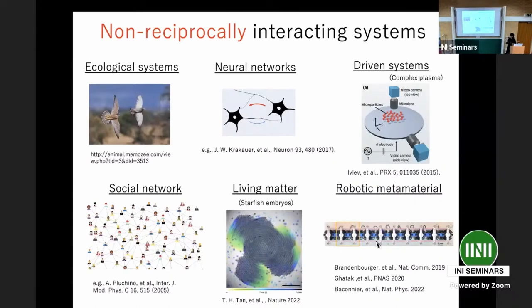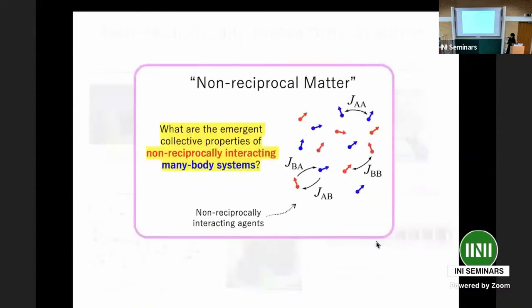And of course, outside this area of research that might traditionally be considered beyond physics, even in physical systems, like in the robotic system, people have been successful in embedding non-reciprocal interaction in a controlled way. So what I'm interested in is what happens if there are many agents that are non-reciprocally interacting, and what are the emerging collective properties of this non-reciprocally interacting many-body system.